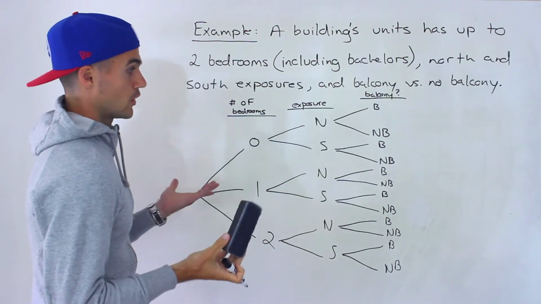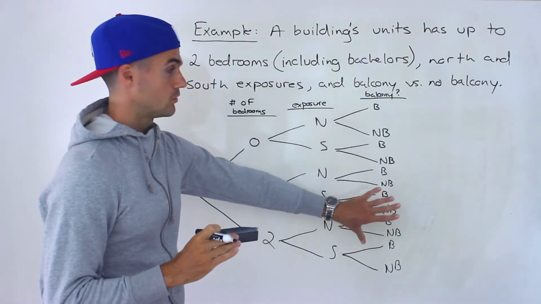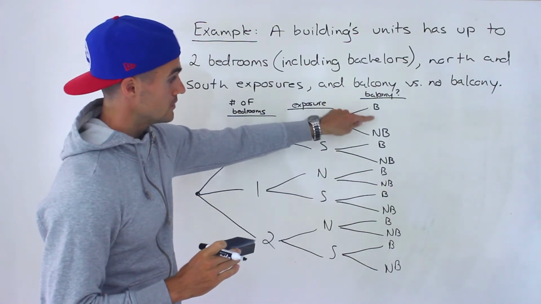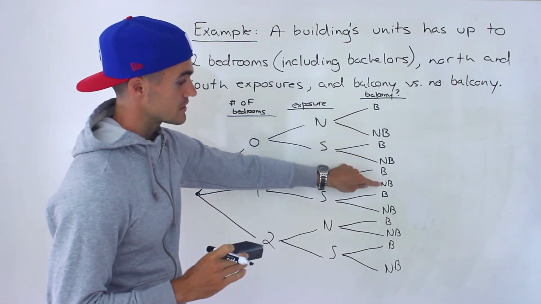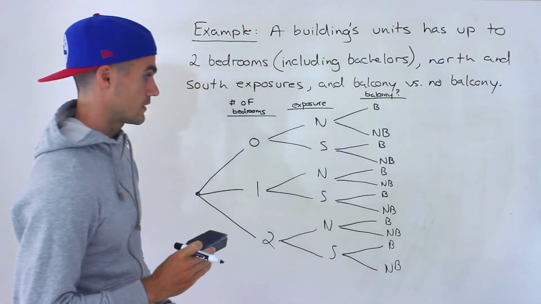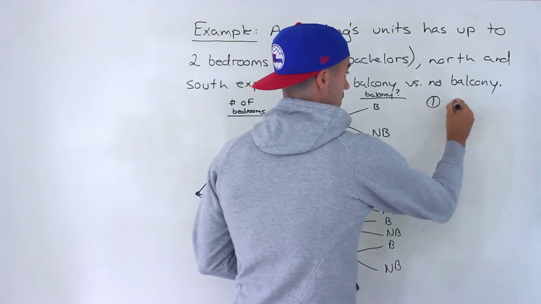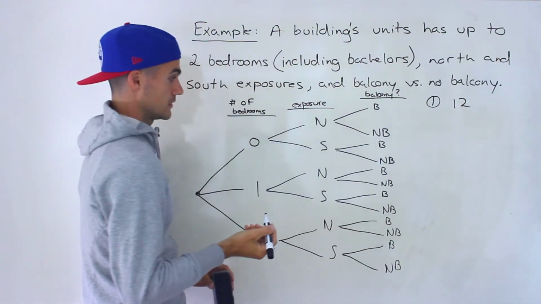And so for number 1, what are all the possibilities? Well, we just have to count the final branches. So notice we'll have 1, 2, 3, 4, 5, 6, 7, 8, 9, 10, 11, 12, like that. So for number 1, the answer is 12 possibilities, right?